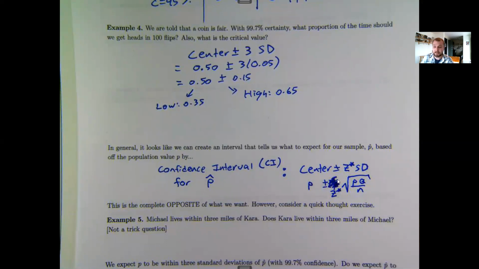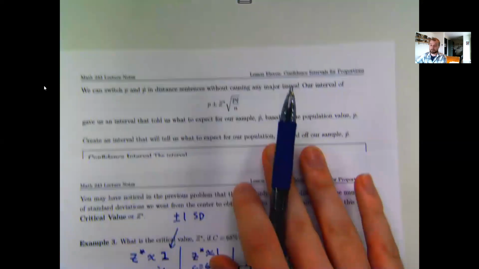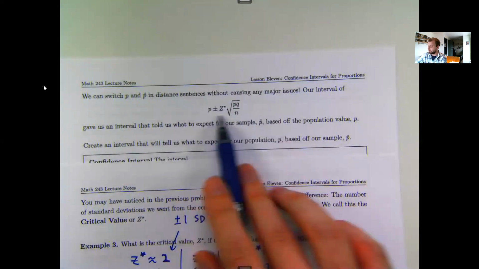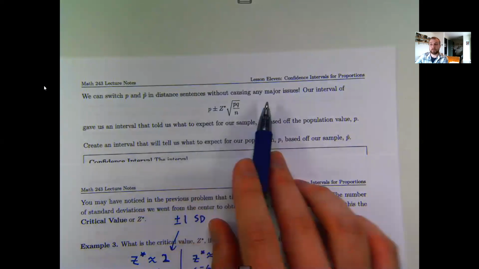And again, this is the opposite of what I actually want for an interval. I want to be able to guess what I should be getting for p if I'm plugging in stuff for p hat. All the same, I like this interval so much that I actually typed this at the top of this next page. So for those of you that had a hard time reading that scratch writing, I've got it nice and pretty on this next page.